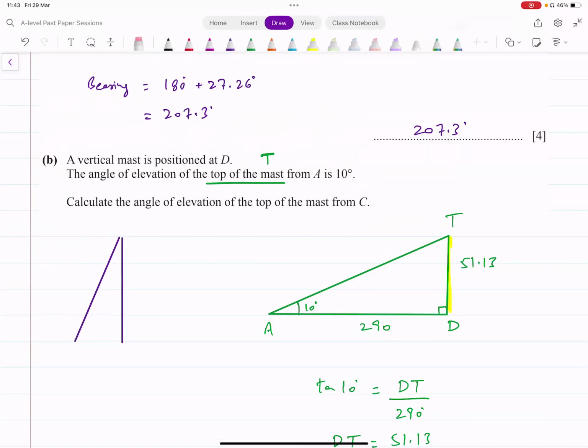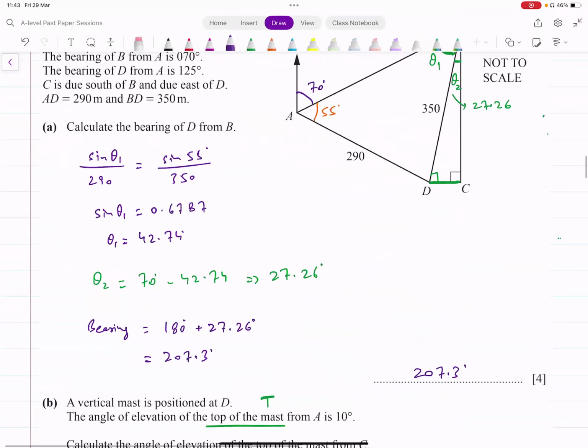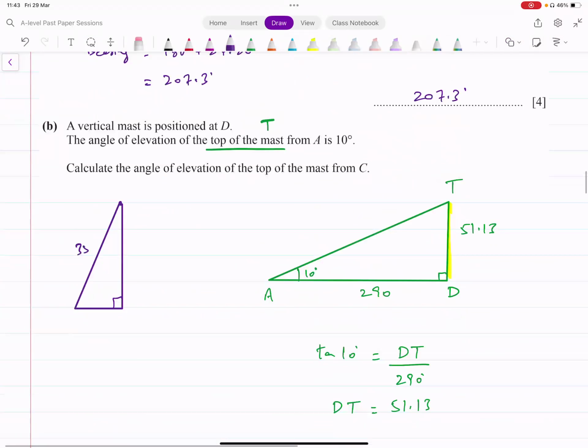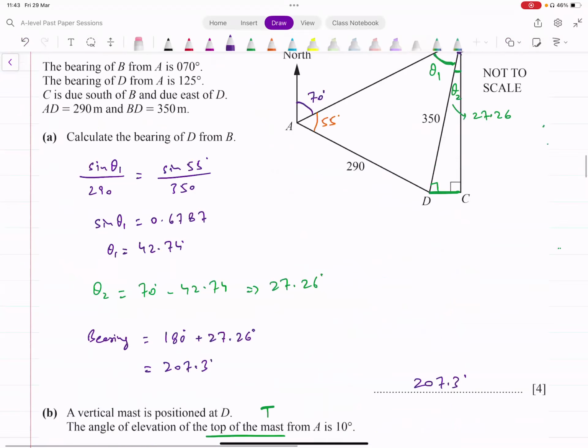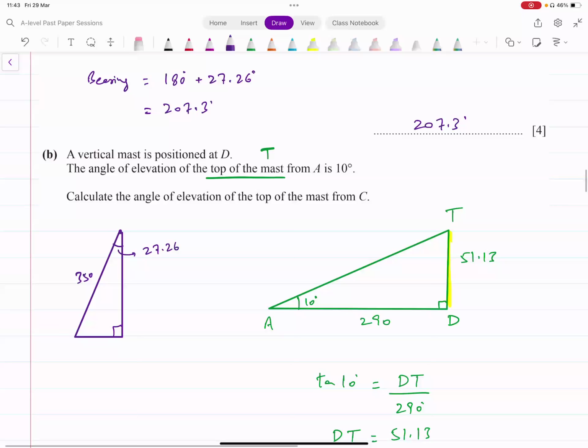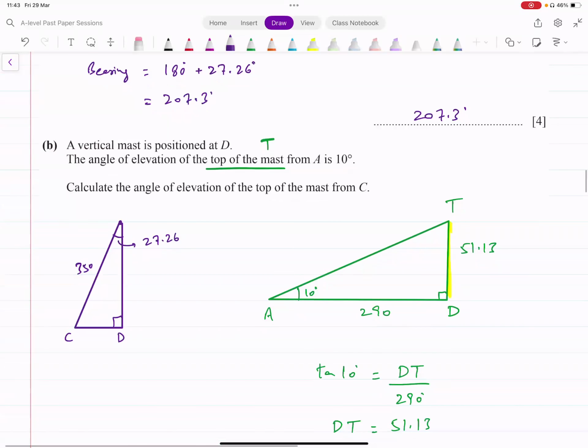Now I'm just drawing these triangles to help you understand this. You don't necessarily have to draw all of these. You could do it without this as well. This is the right angle. Here, we know the length 350. We know this angle. This is 27.26. We can find the length CD using this.